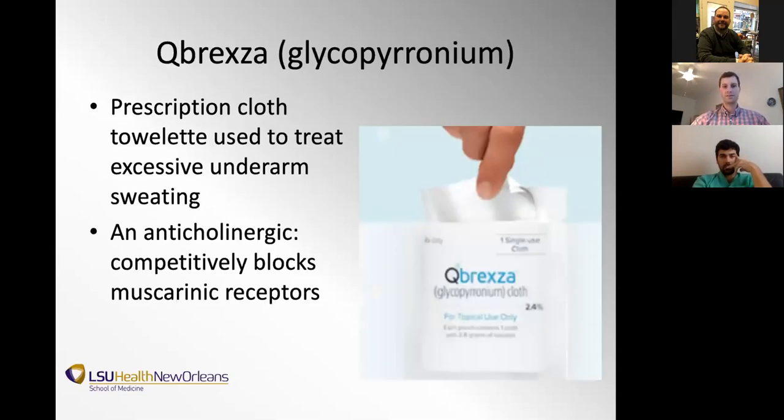So Qbrexza is a prescription cloth. It's a towelette used to treat typically excessive underarm sweating, but apparently this dermatologist was going to use it for facial sweating as well. And it's an anticholinergic that competitively blocks muscarinic receptors.